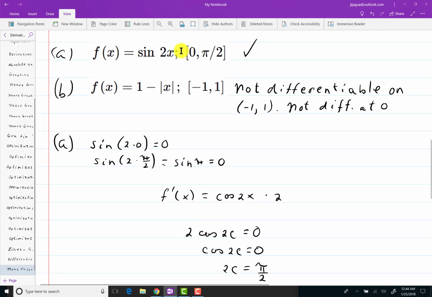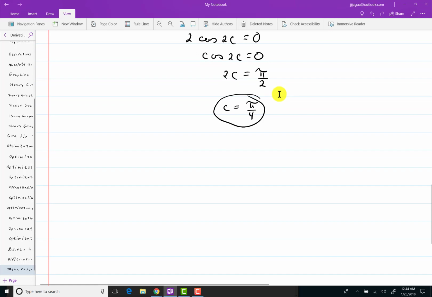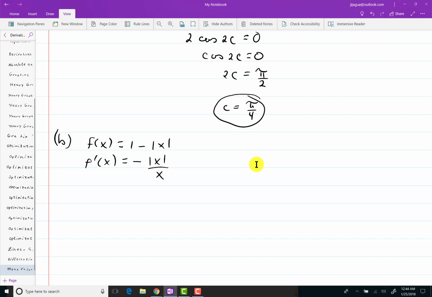Good. Now, this part here, let me see if we can actually find a c for it to work, even though it's not guaranteed, just for the fun of it. B, f of x equals 1 minus the absolute value of x. I have taken the derivative of the absolute value of x before. F prime of x, we'll see if you remember it. It's negative the absolute value of x over x. Or you can have it upside down, it's the same thing either way.